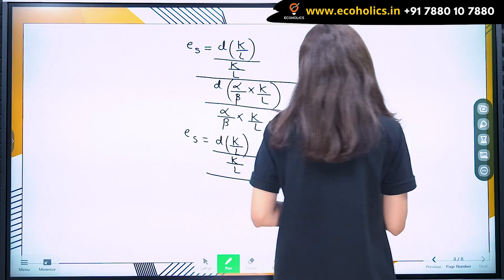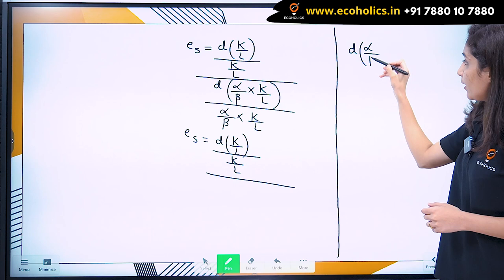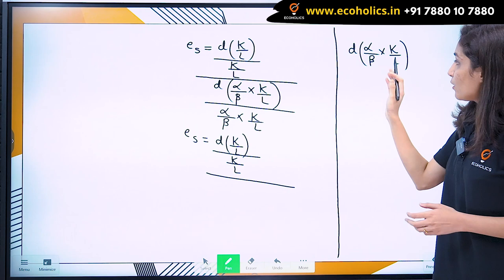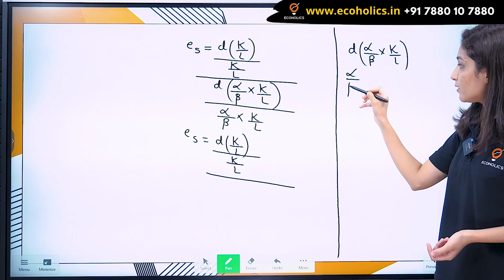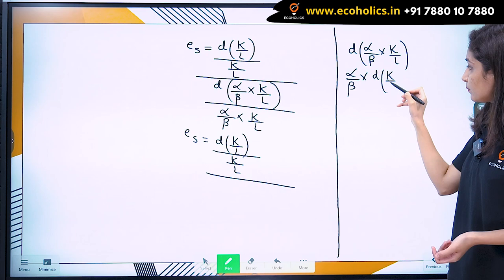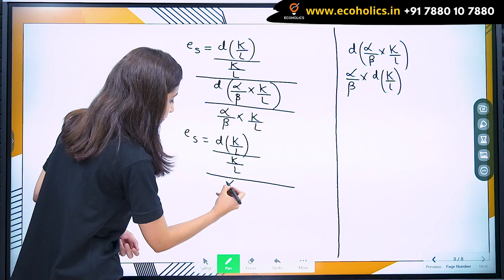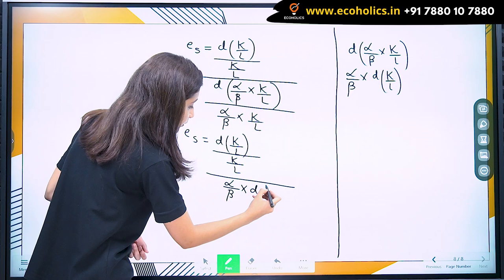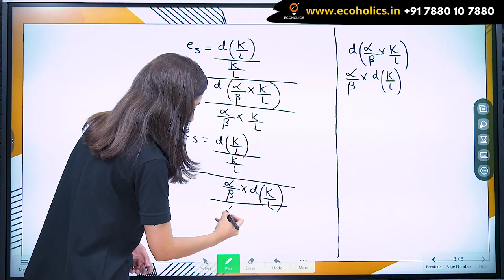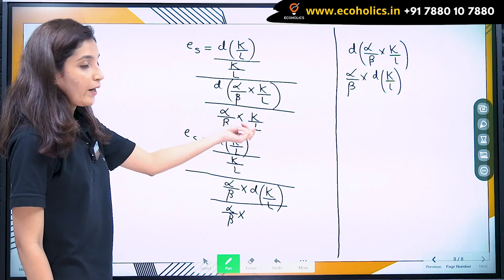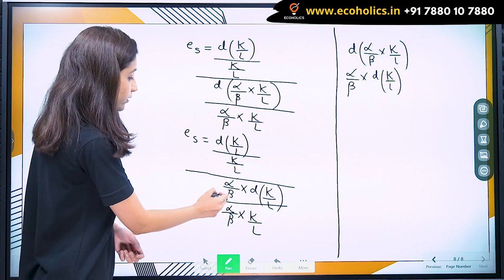Now, the derivative of alpha by beta into K by L. We know that alpha and beta are constant, so we can write this in this manner. What we get over here is alpha by beta into the derivative of K by L upon alpha by beta into K by L. So these two terms get cancelled.